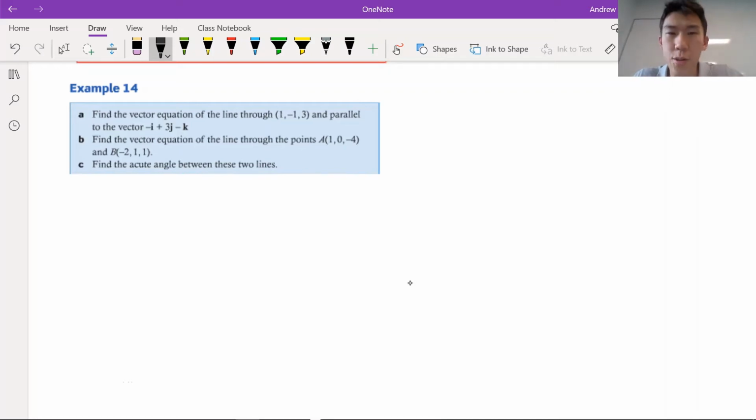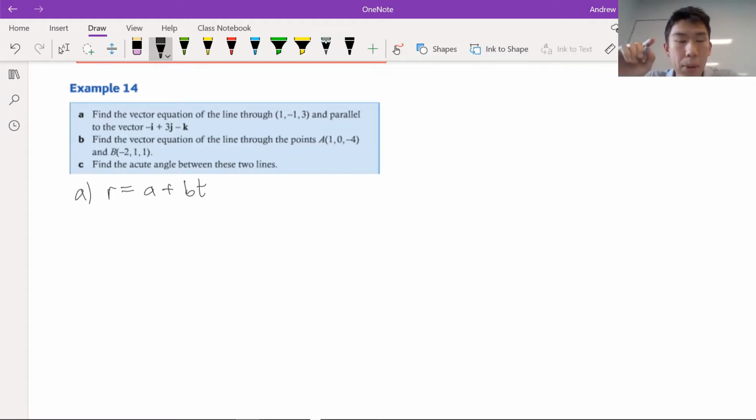Hey everyone, let's have a look at how to do some vector equations of lines. So, example 14, part A. Find the vector equation of the line through (1, -1, 3) and parallel to the vector -i + 3j - k. Alright, so what we want is an equation in the form of r = a + bt.